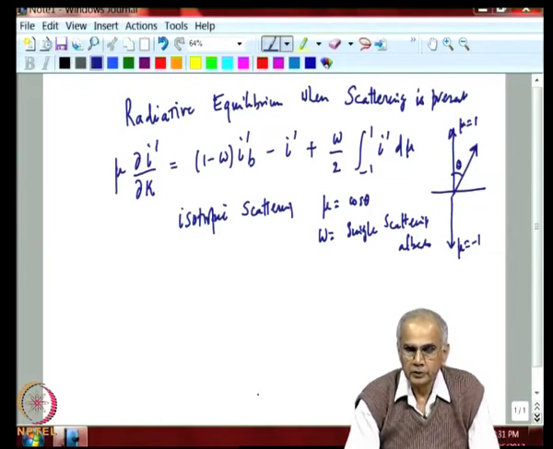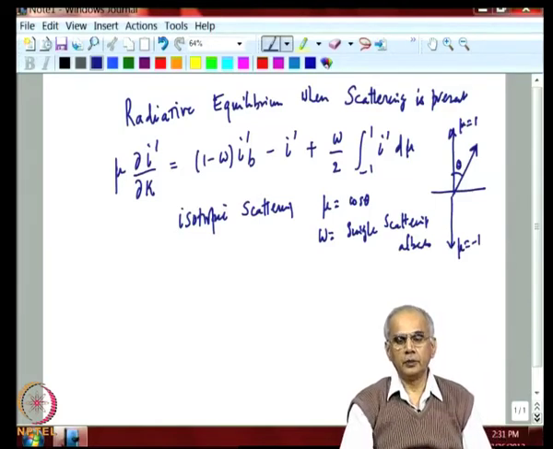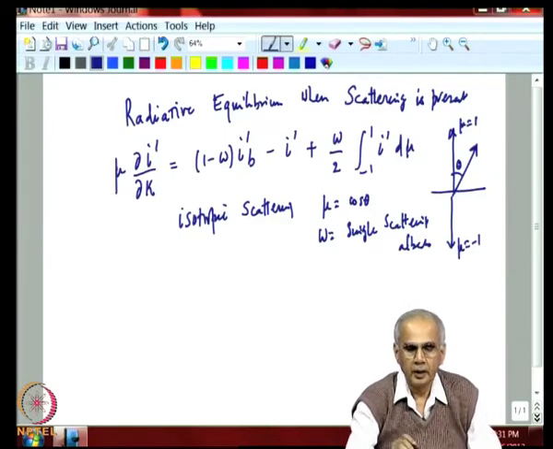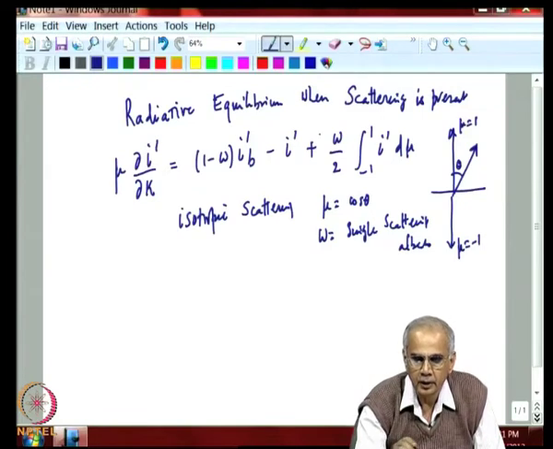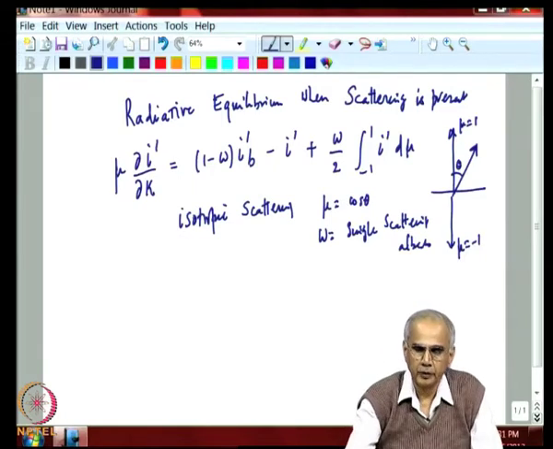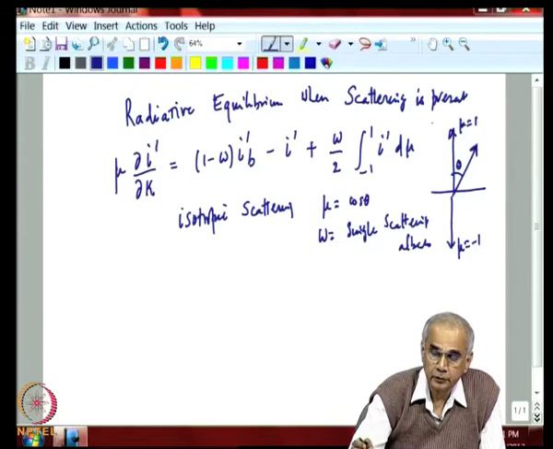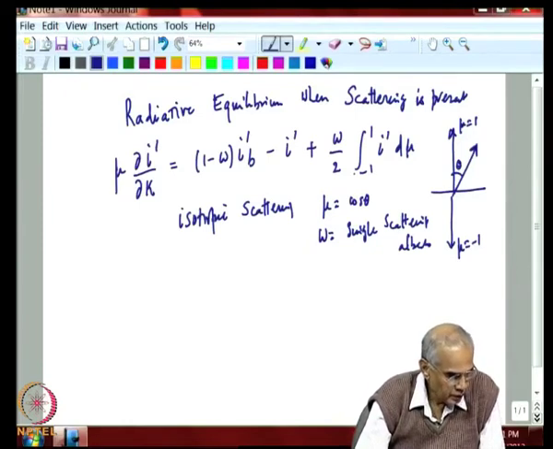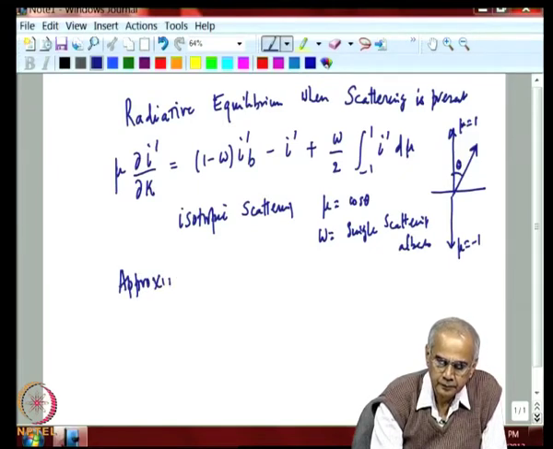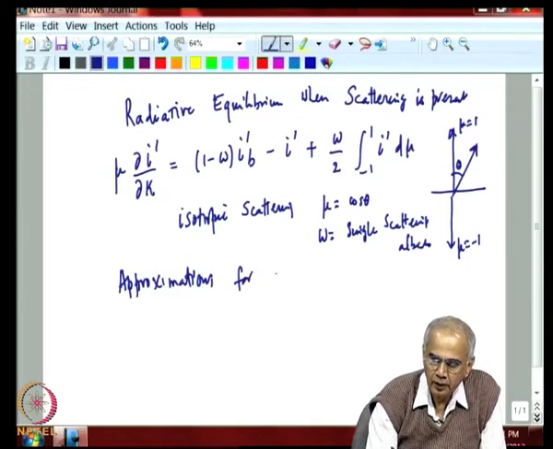Now, this equation is more difficult to solve than the equation we had done when omega was 0, the pure absorption case. There this term was not there, this term was not there, and we could integrate the equation quite simply and get the answer. Now, the problem gets a little more complicated because of one more term with scattering, which involves an integral over angle. So, there are various possible approximations for angular integration.